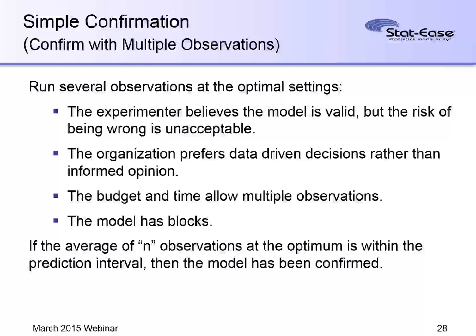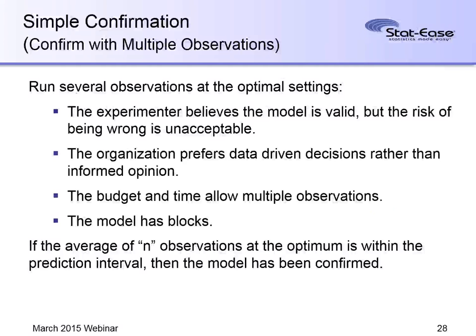Now, as I mentioned before, one confirmation run is much better than no confirmation, but even better would be to have multiple confirmation runs. In other words, you may have some optimal settings, some minima or maxima, that you want to confirm. Why would you want to use multiple confirmation runs? Well, the experimenter may believe that a model is valid, but the risk of being wrong is unacceptable. There's too much money on the line.